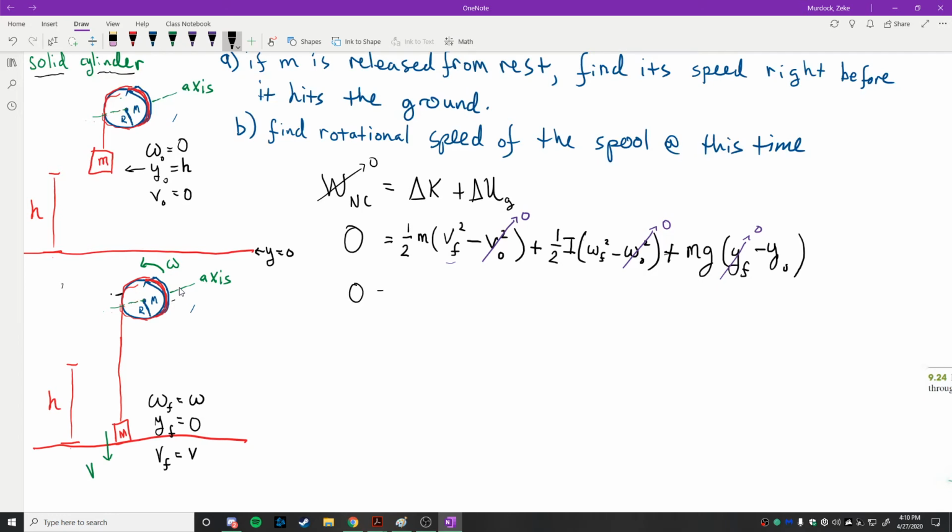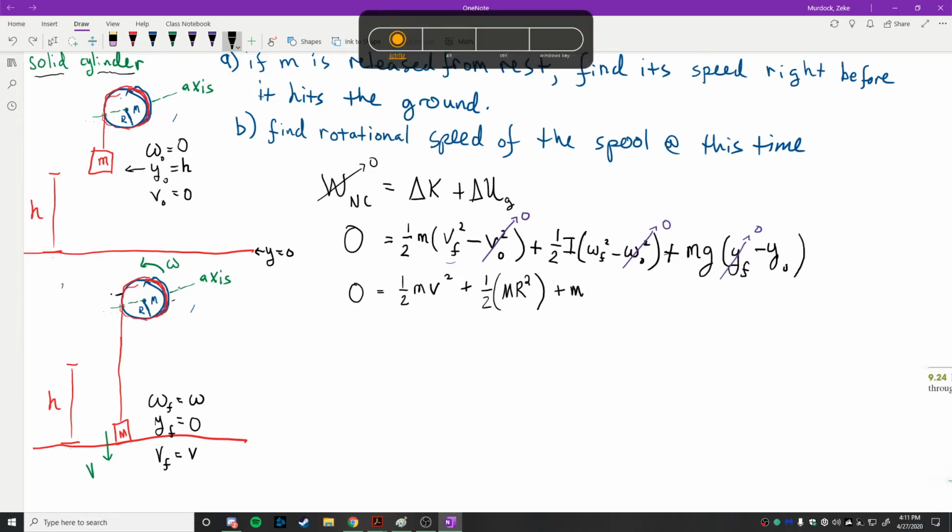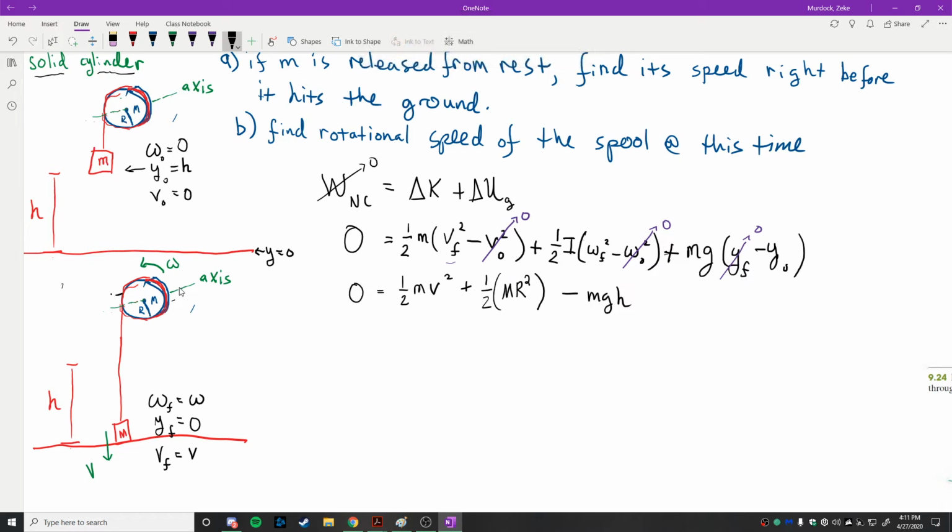We're going to have 0 equals 1/2. Now let's put in the values. So V final we said was V, plus 1/2. We know what I is. We just derived this. It's a solid cylinder, so I is m r squared. Keep in mind these m's are different. Plus m g, and then, we'll just do negative h. It's just going to be minus mgh. Let's just do it that way.